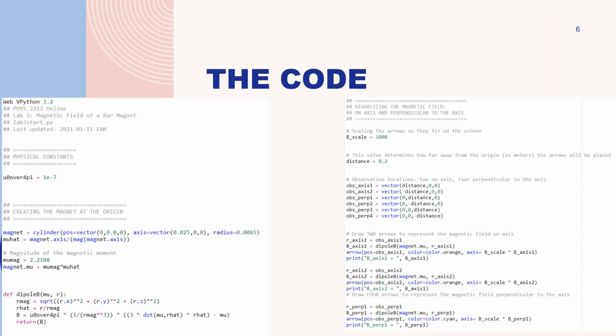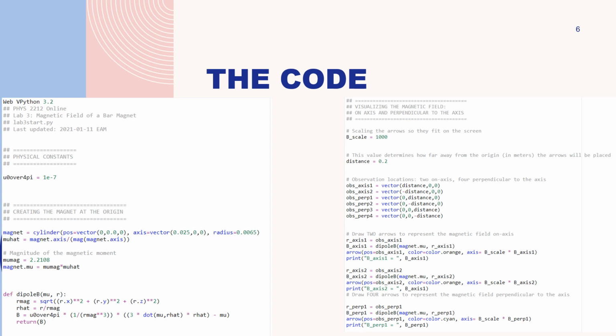We also wrote code to theoretically predict this value. At the beginning of our code, we define our one constant, which is μ over 4π. We then create a magnet at the center of our graph at the origin, and then plug in 2.2108 as our magnitude of the magnetic moment, which we calculated in the slide before.